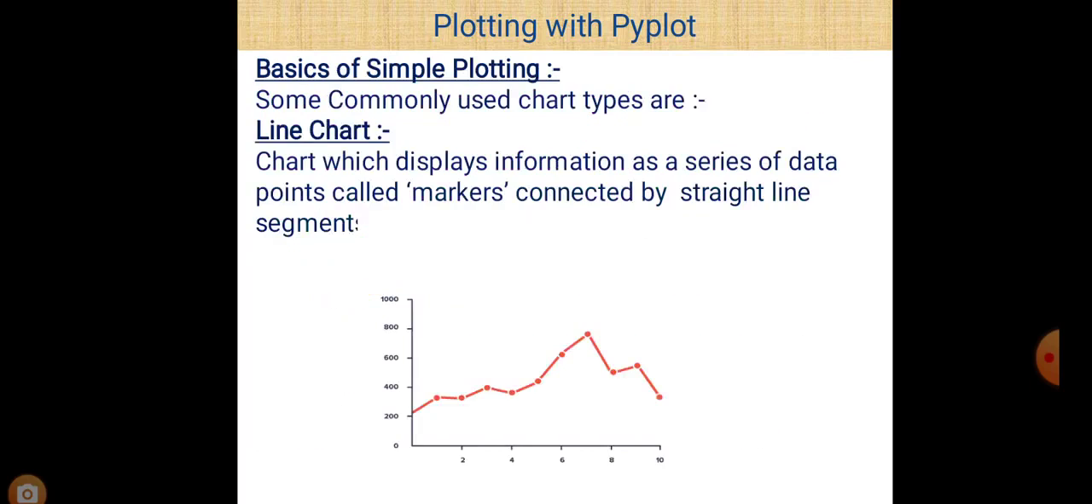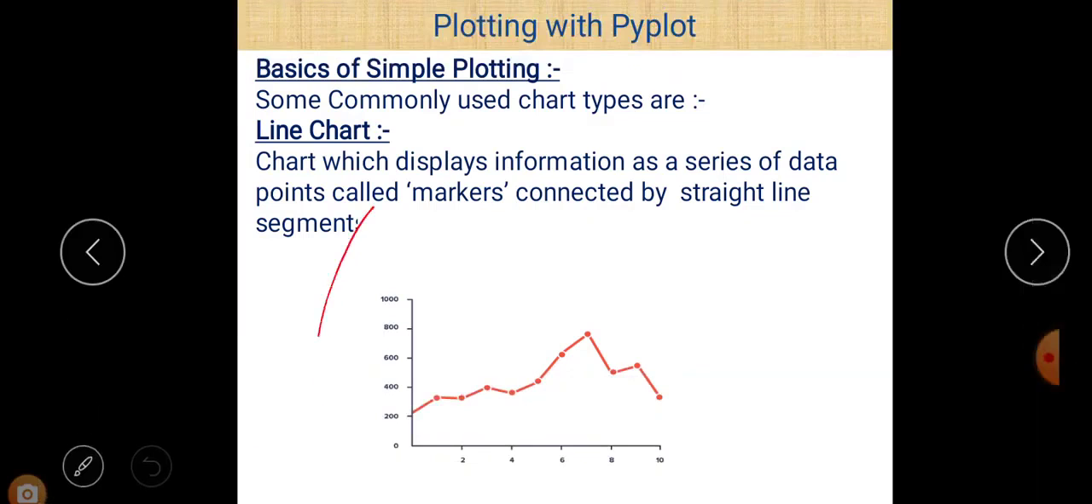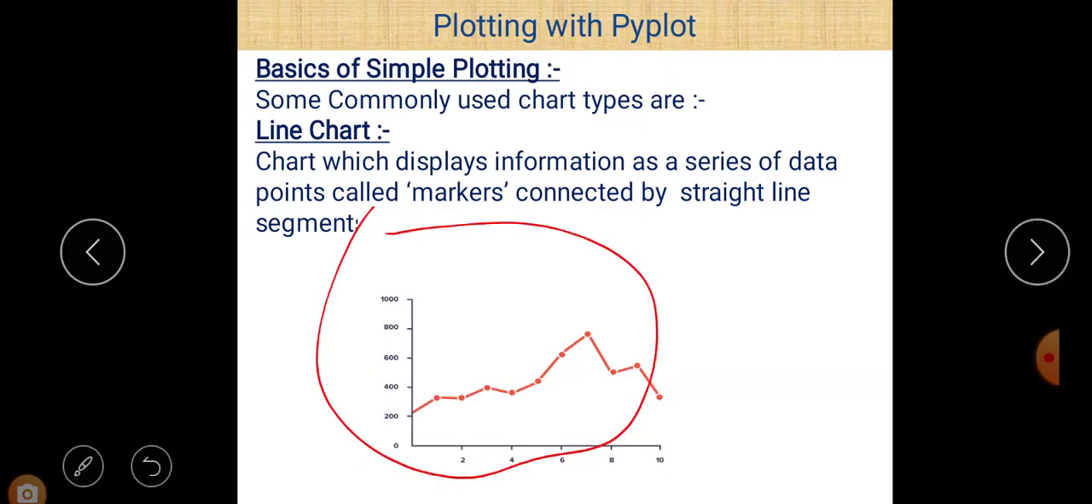So let's start with the basics of simple plotting. First of all, the line chart. Some commonly used charts are given here. A line chart displays information as a series of data points called markers connected by straight line segments. You can easily see here, this is a line chart. These points are connected by a straight line segment.